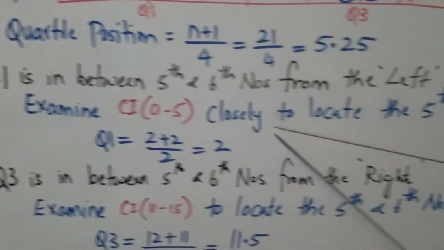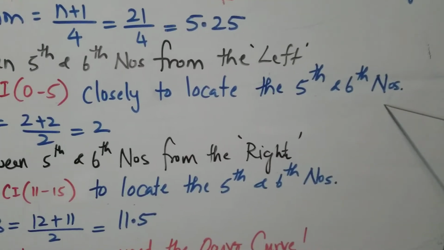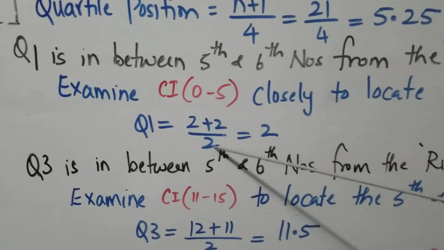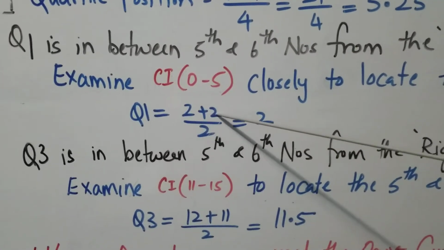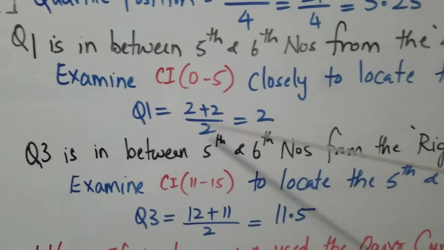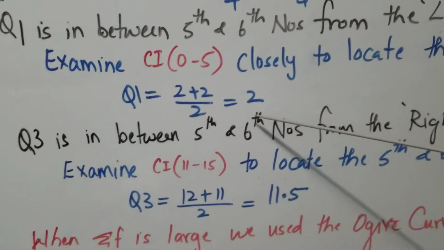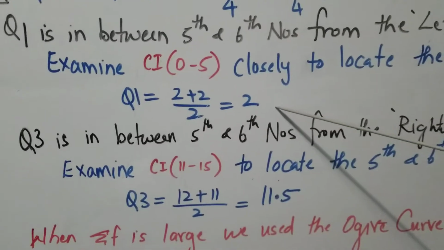So we examine that particular class interval to locate the 5th and 6th numbers, and we identify them to be 2 and 2. So we find the average by adding 2 plus 2 divided by 2. So Q1 is in fact 2.